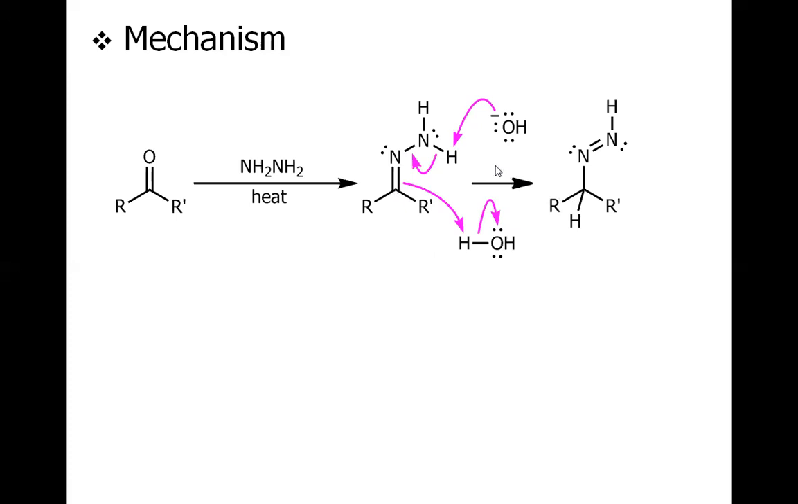And now the second mole of hydroxide will again come to attack the terminal hydrogen, and this time we will be having the triple bond between the nitrogen, and this CN bond will be broken.